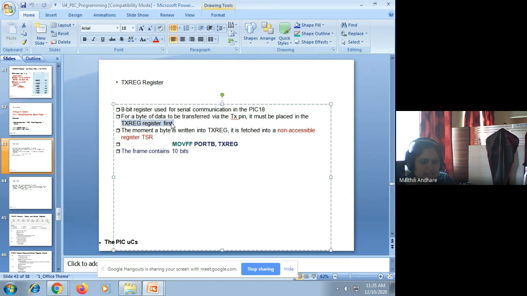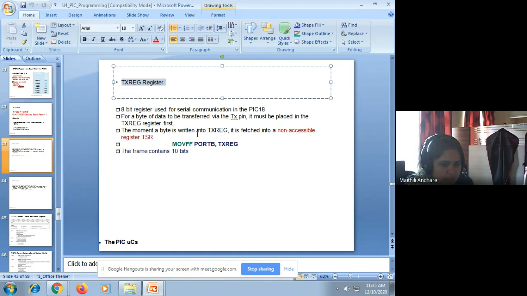Are you getting the meaning? Tejveer, what is the job of the SBUF register? Whatever letter you want to transmit, suppose a character, that is stored in the SBUF register. But the same register in the PIC microcontroller is the TXREG register. So the TXREG register is used to store the data to be transferred. Suppose I want to transfer the letter A, that is stored in the TXREG transmit register, where the data is to be loaded.